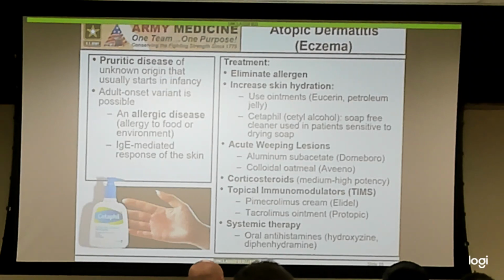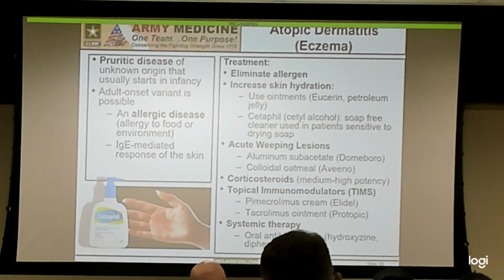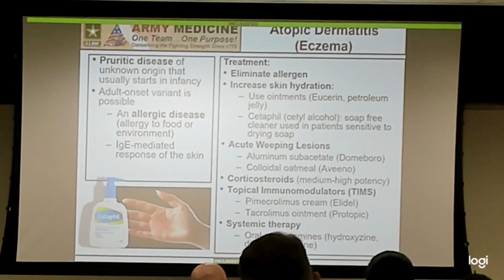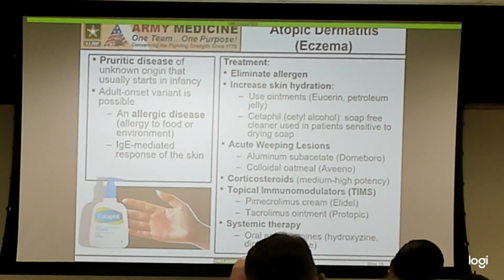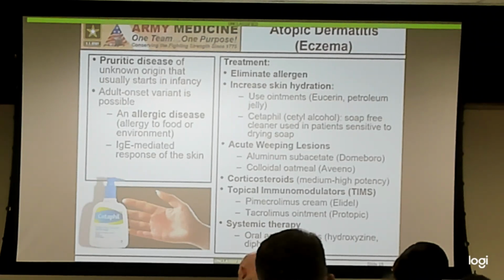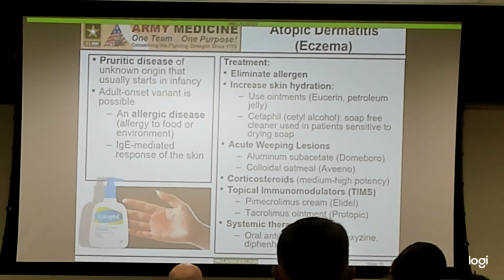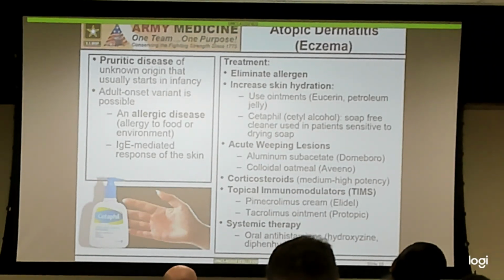So you have the colloidal oatmeal as well as our Domeboro. Again, the colloidal oatmeal, depending on the patient, sometimes some of the patients will tell you that it works and others will not. We do not have this in the pharmacy. This they will have to go and buy over the counter. Corticosteroids, medium to high potency. Your high will definitely be used more often because they usually have it a lot on their hands. You'll see it a lot on the palms of the hands for some people. So medium to high potency is what you'll use.